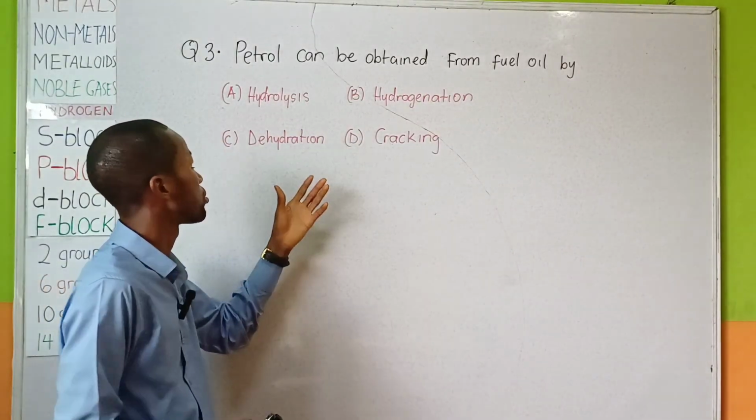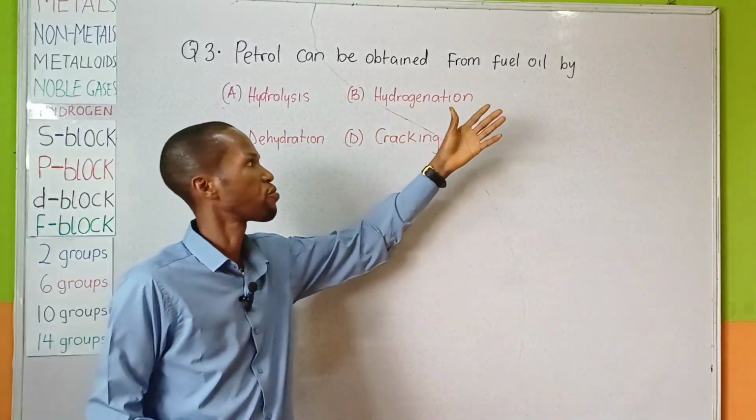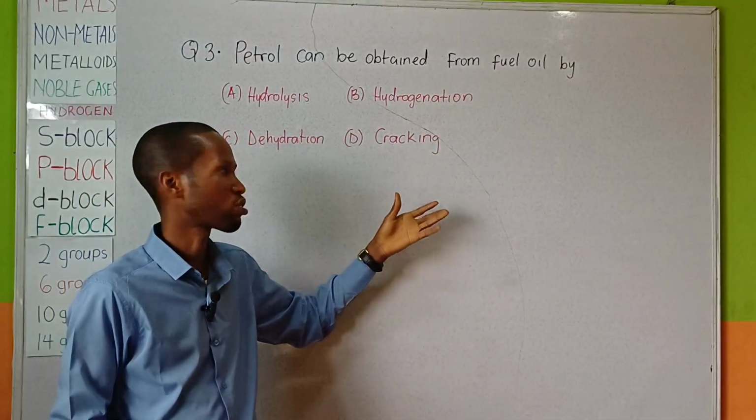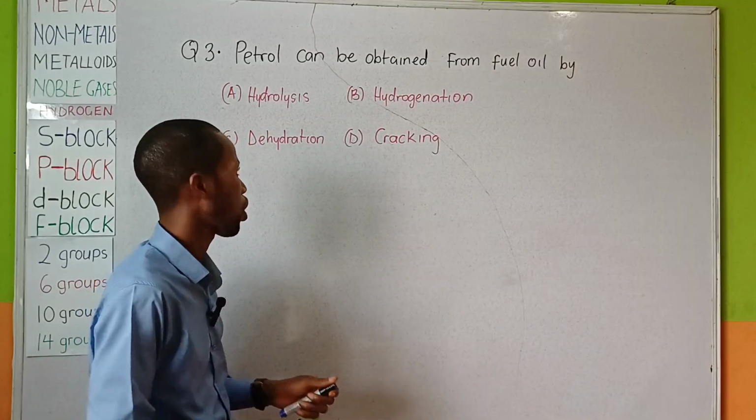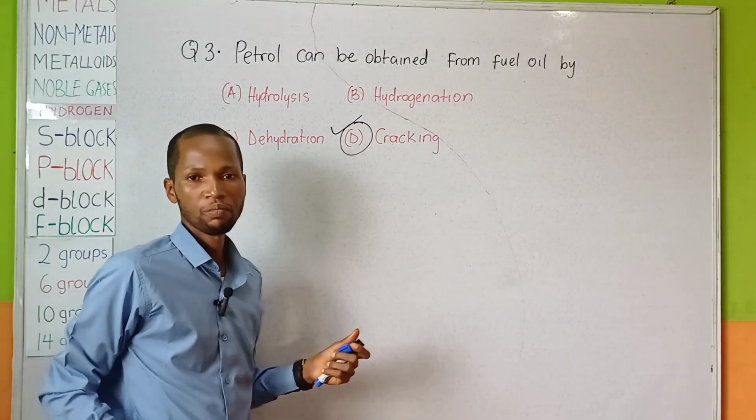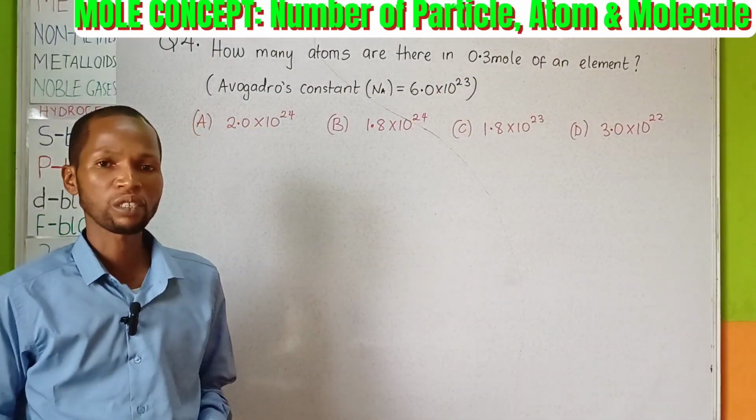So back to the question, petrol can be obtained from fuel oil by which of the option? That's right, cracking. That is option D is correct. Make sense? Moving on to the next question.